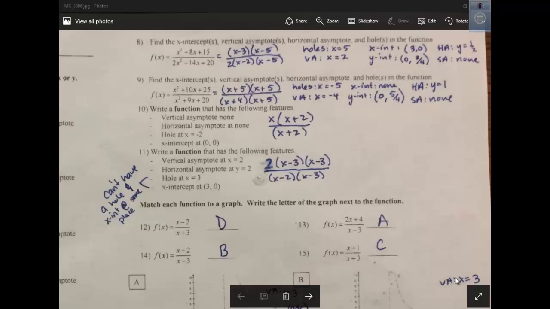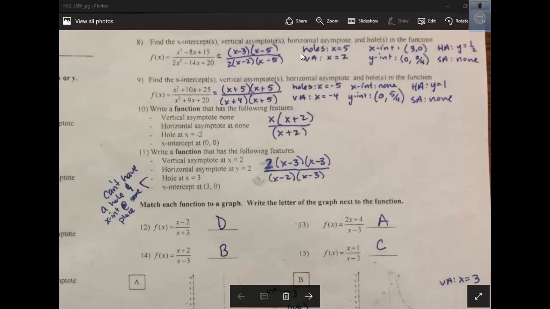For question number 8, it says find x-intercepts, vertical asymptotes, all the characteristics. That's what I was just kind of looking for. So whenever you go toe-to-toe with one of these rational expressions or functions, what you should do is factor. So I factored the top, factors of 15 that give me -8 are -3 and -5. And then I factored the bottom, don't forget about the 2 in the front. And then after that, we can kind of analyze and check it out.